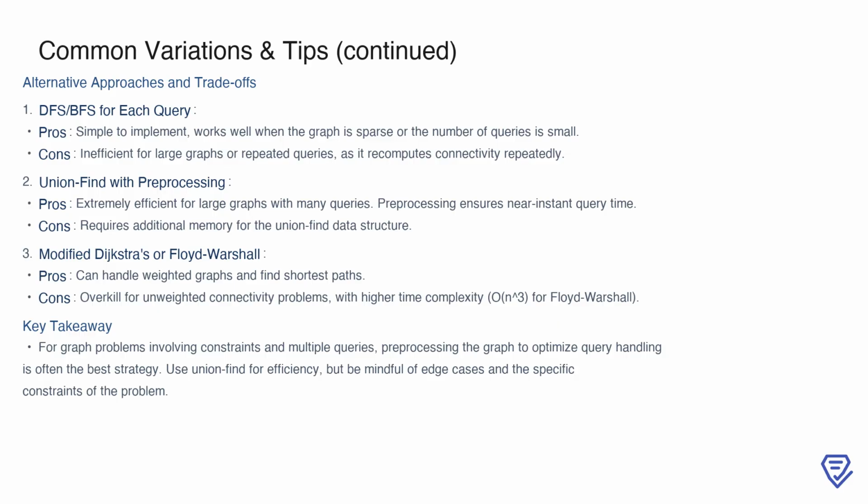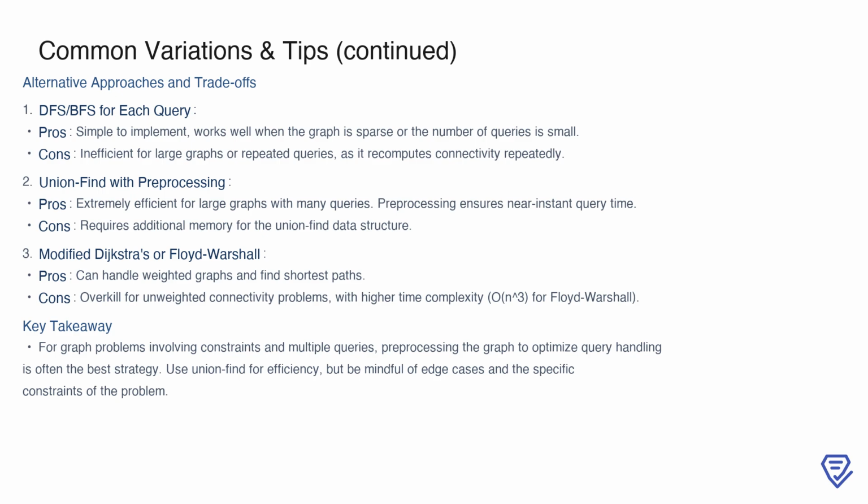A more efficient option is to use union find with pre-processing. This approach is particularly effective for large graphs with many queries, as the pre-processing ensures that subsequent queries can be handled almost instantly. The downside is that it requires additional memory for the union find data structure.